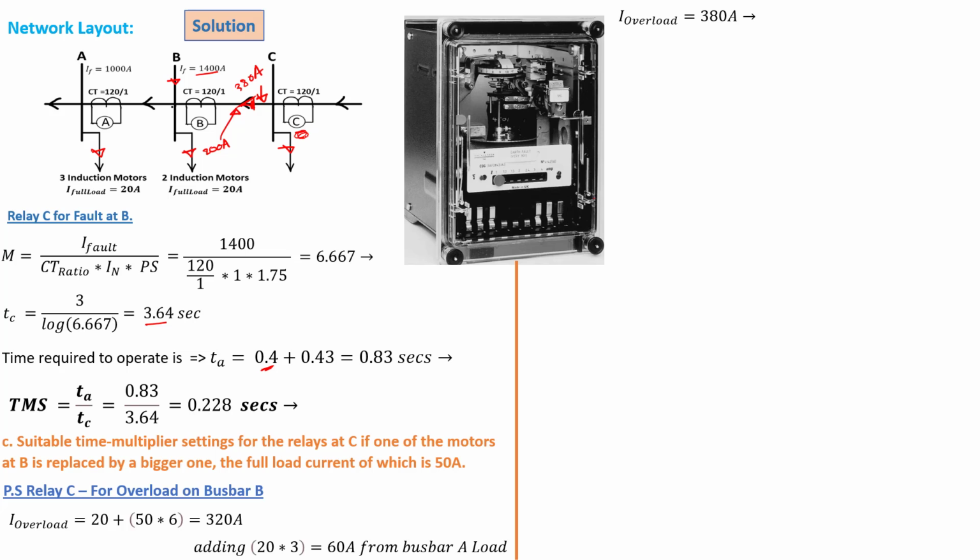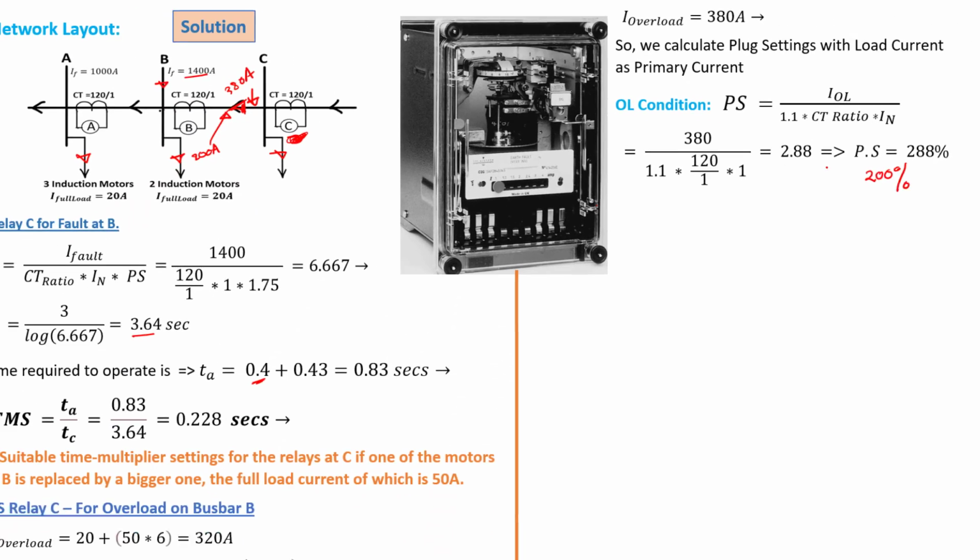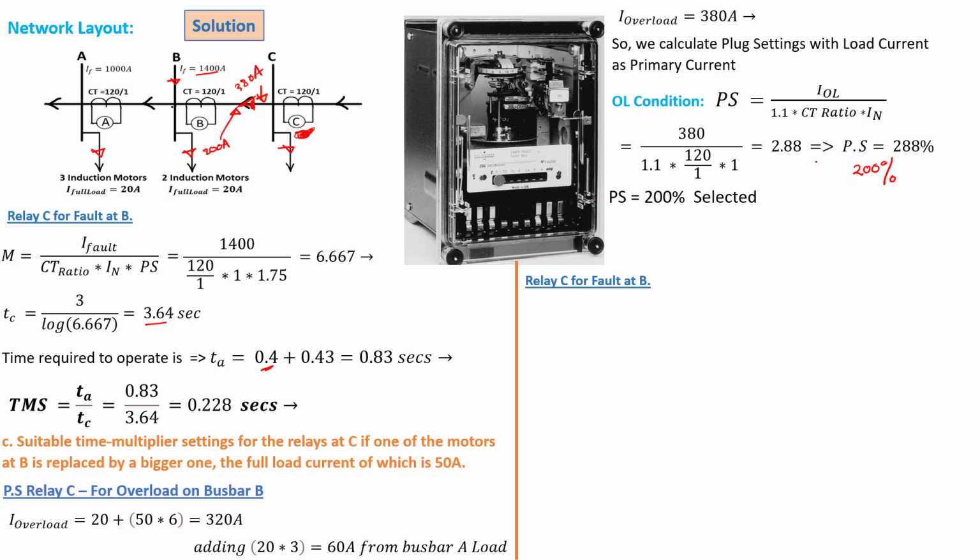So we also need to ensure that this relay does not trip because of that change in the overload current. So we can calculate our plug setting once again. For the overload condition, the same formula, we now have a new current, so we got now a 288. We know that the maximum plug setting we have is 200% on the tapping there. So we can just ignore that and select the 200% plug setting, which is the highest. Then we can move on.